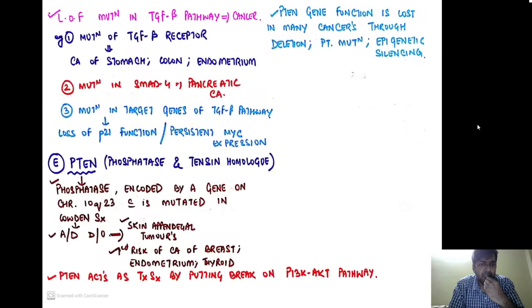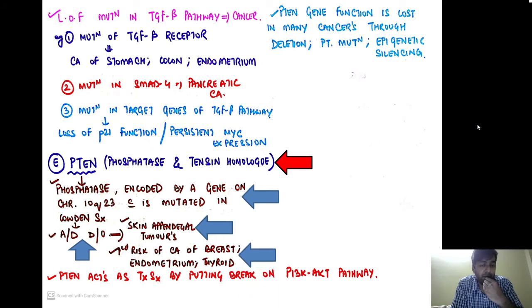Next, we will read about the PTEN tumor suppressor gene. PTEN stands for phosphatase and tensin homologue. It is a phosphatase encoded by a gene on chromosome number 10, which is mutated in a syndrome called Cowden syndrome. So the familial variety of mutation of PTEN leads to an autosomal dominant disorder called Cowden syndrome, which is characterized by multiple skin appendageal tumors, plus there is an increased risk of carcinoma of the breast, endometrium as well as thyroid.